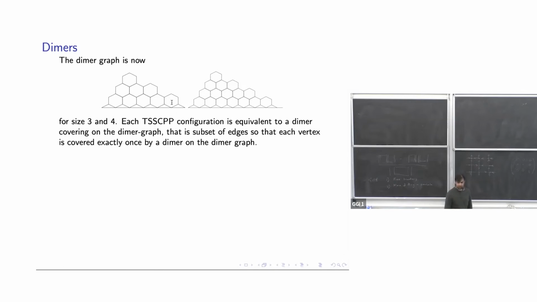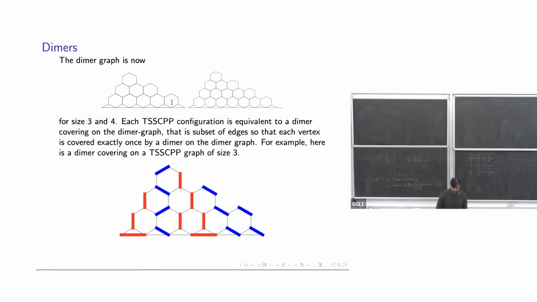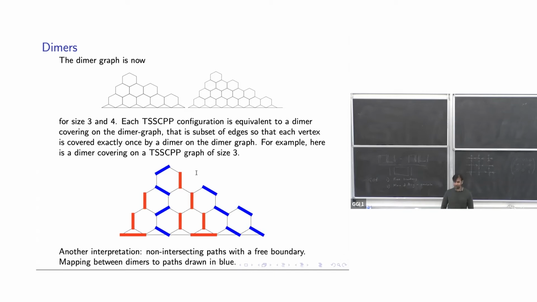on these graphs. So a dimer is just an edge, and a dimer covering is a subset of edges so that each vertex is incident to exactly 1 edge. Okay, so for example, here is a dimer covering of size 3. So you can see that every vertex here is covered exactly once by one of these red edges or blue edges. Okay. So if you don't like dimers, I won't take that personally. You can just think of paths.